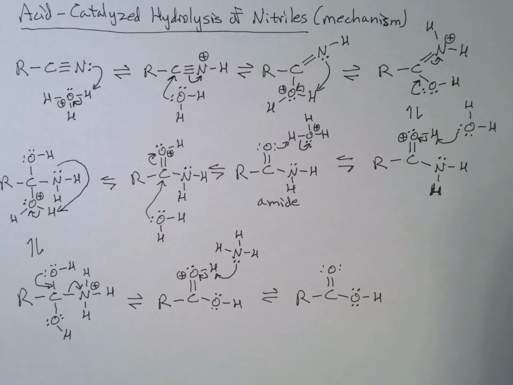All right, so that is it for chemistry of nitriles. We'll be moving on to the chemistry of carboxylic acid derivatives in chapter 21 next.